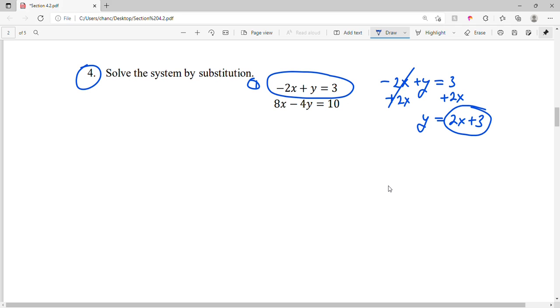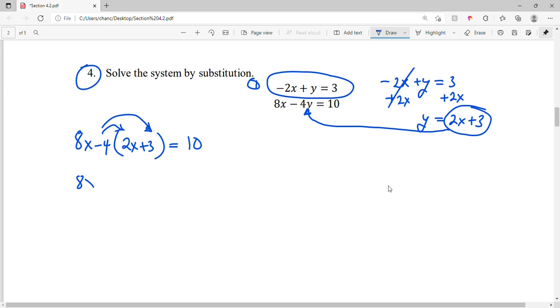Then we can substitute this into the second equation for the y. This gives me 8x minus 4 times, put that 2x plus 3 inside parentheses, and that's equal to 10. We'll start distributing now. Remember, when you distribute, you need to include the negative, so it's negative 4 times 2x, which is negative 8x. Negative 4 times 3, that's negative 12, and that's equal to 10.